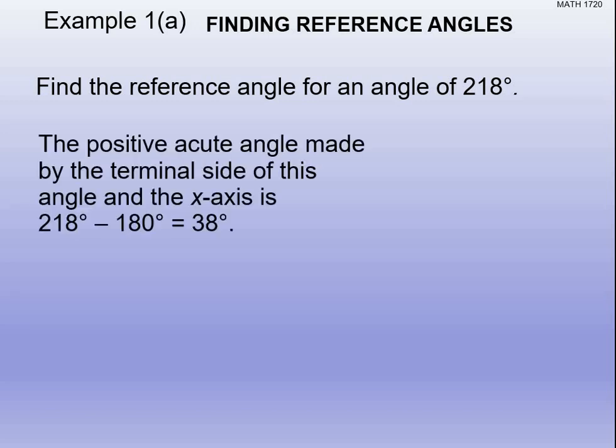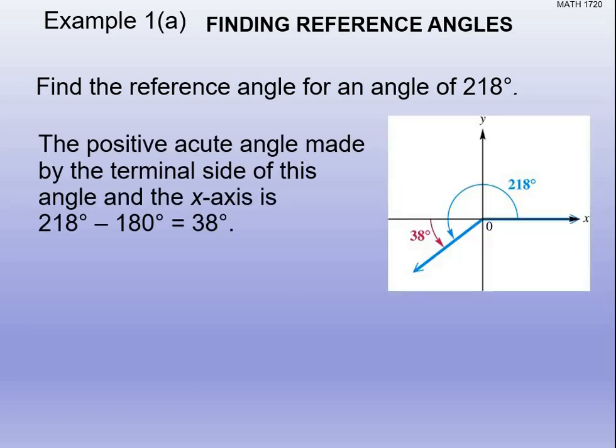So, take a look at this. Alright, draw it. I would always draw it. So we can see how 218 degrees is drawn, right? We start at X, we rotate counterclockwise, we go past 180, and we end up at 218 degrees. Well, the reference angle is the angle between the x-axis and 218 degrees.